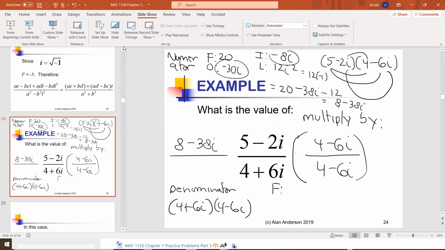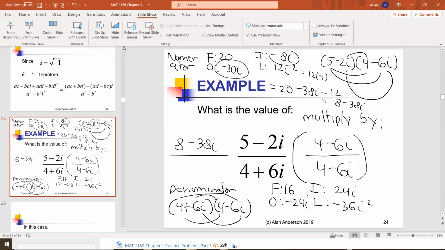So we'll work out the FOIL. 16 minus 24i plus 24i, negative 36i squared. Now, the key to the whole thing is these two cancel each other out. So you're left with 16 minus 36i squared, which is equal to 16 plus 36, or 52.